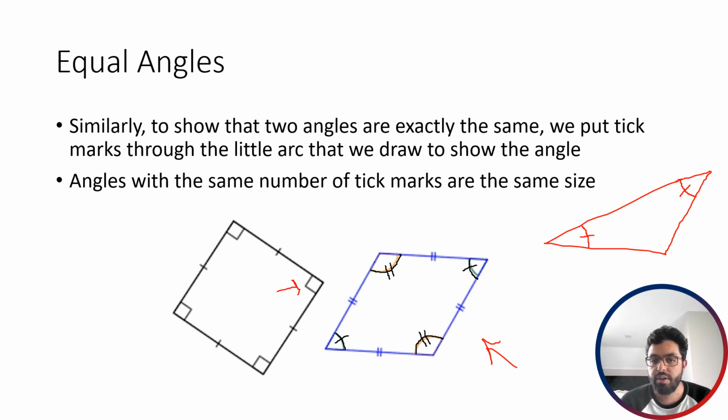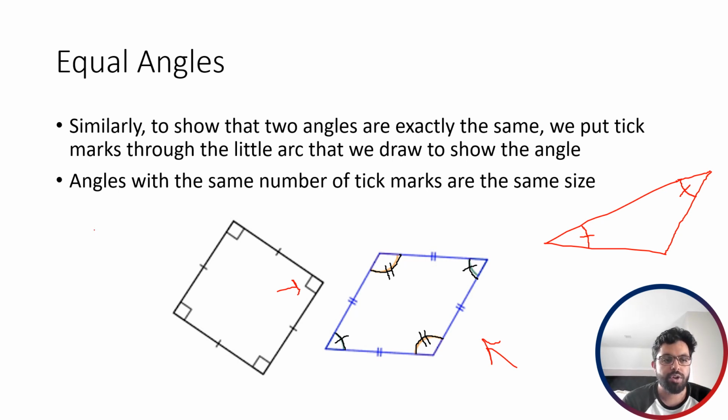For instance, you could have done 1 and 2 this way, or 2 and 1. You could have put 2 through the green ones and 1 through the yellow ones if you wanted to. Basically, you just have to show with the tick marks that these two angles are the same as each other, and with the double tick marks, those two angles are the same as each other. So that's all. It's the same idea as what we had with the squares, or with the equal sides.